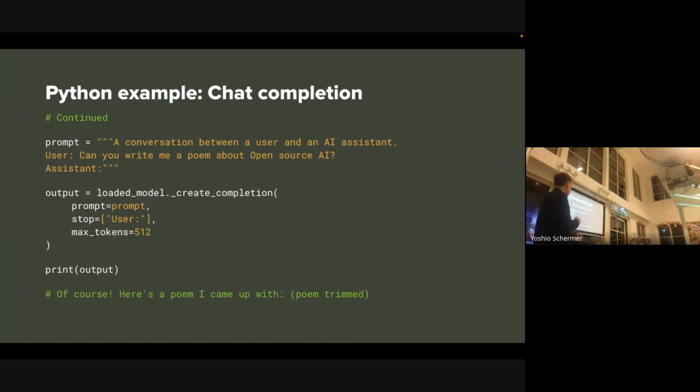I give a prompt, just pure text, a conversation between a user and an AI assistant. And then I run it with create completion. And notice the stop token, user. If I wouldn't pass that, it would just continue on and generate the whole conversation. This way, it only generates the outputs of the assistant. So if I print the output, here it is. It came up with a poem because I asked it, but well, the code is pretty enough. You don't need to see the poem.